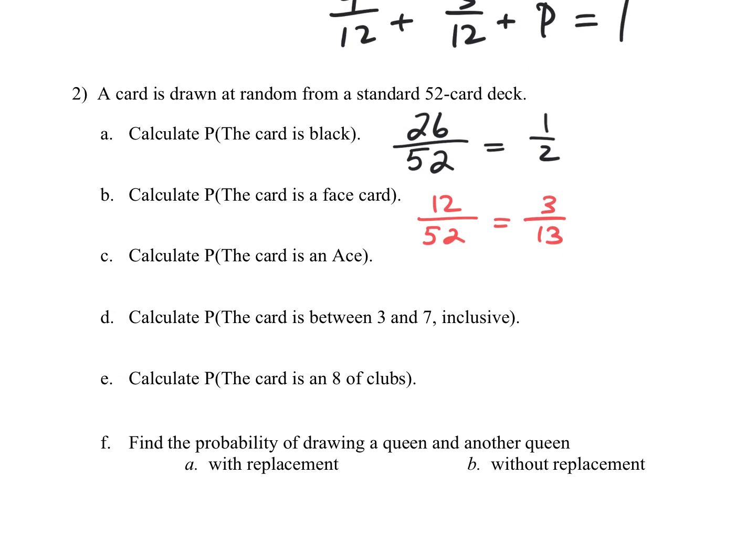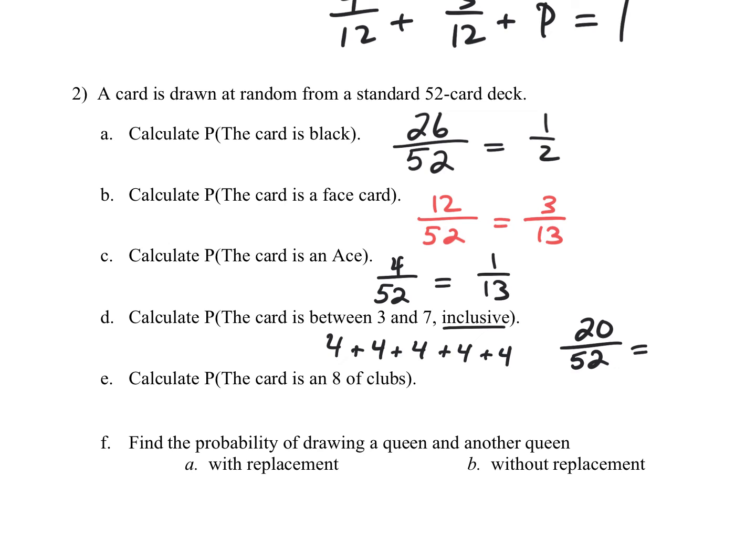On example C, we're asking for the probability that the card is an ace. Well, there's 4 aces out of the 52 cards in the deck, or 1 out of 13. Part D, we're asking to find the probability that we get a 3, a 4, a 5, a 6, or a 7, meaning inclusive means 3 and 7 are included. So there's 4 threes, 4 fours, 4 fives, 4 sixes, and 4 sevens. That's a total of 20 out of the total 52 cards, which we could simplify down to 5 out of 13.